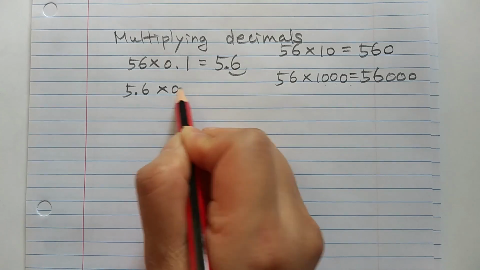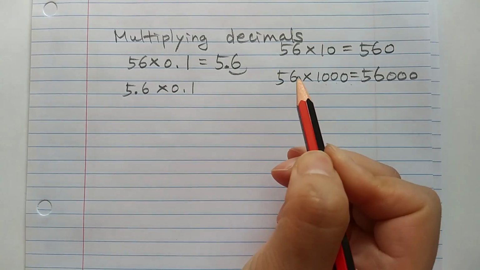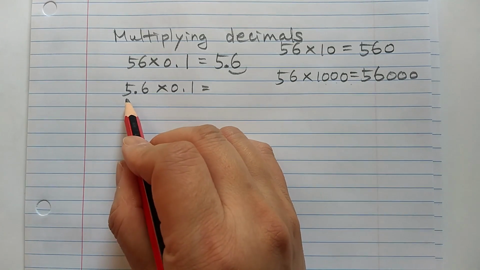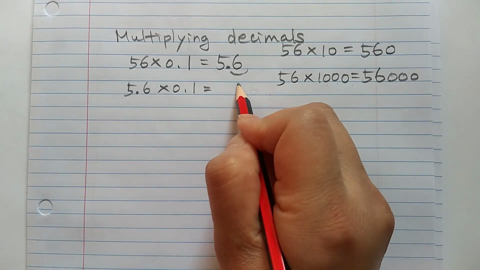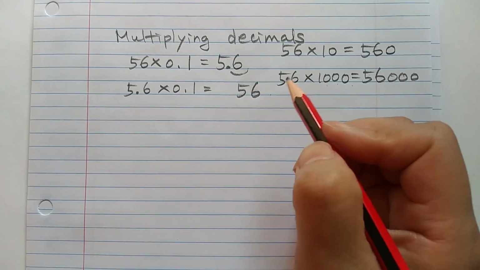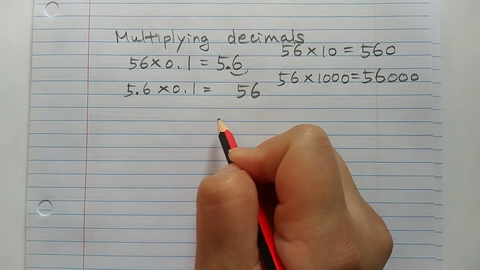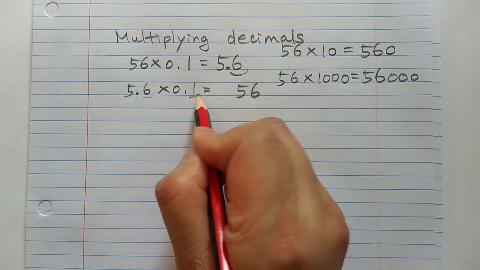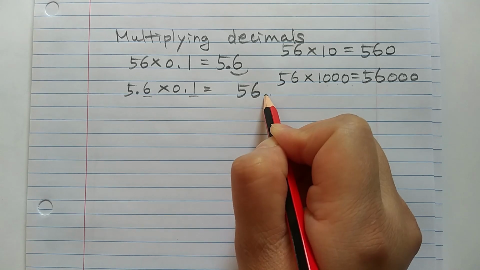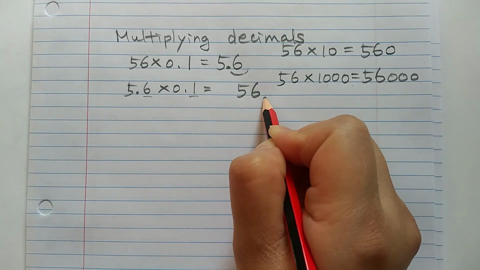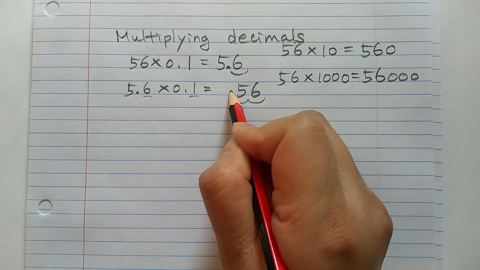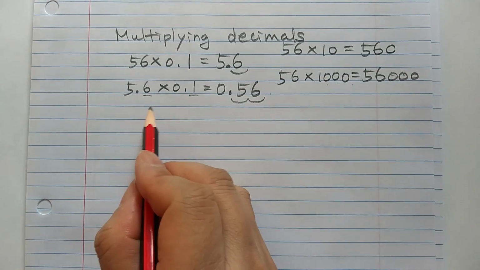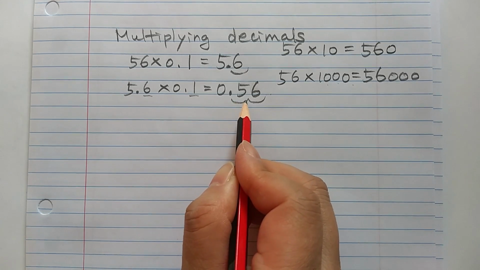5.6 times 0.1. Again, it's similar to 56 times 1, so it is 5, 6, and we are going to count how many decimal places there are in the multiplication. There's 1, and here's 2. So move the decimal point 2 steps to the front. 1 and 2. Put the decimal point there and put 0 here. So 5.6 times 0.1 is 0.56.